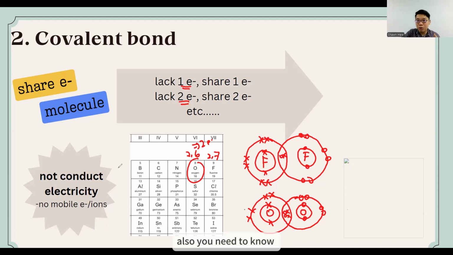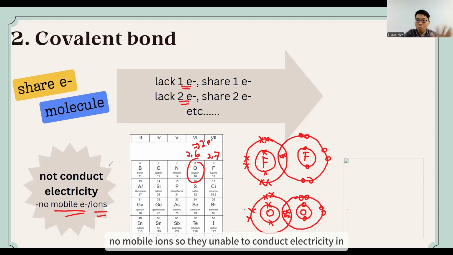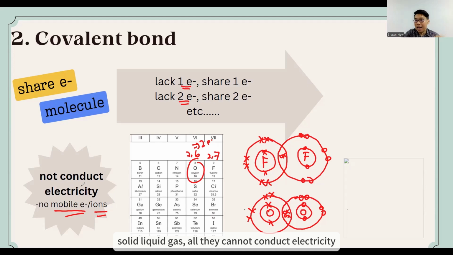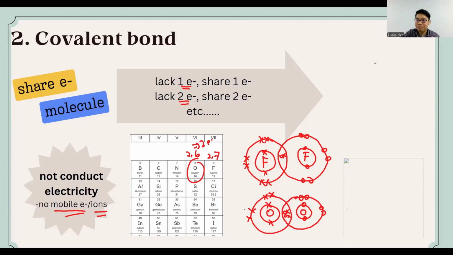And also you need to know, throughout the whole covalent sharing, there is no mobile electron. Can you see all the electrons are in fixed positions, no ions form? Because of no mobile electrons and no mobile ions, they are unable to conduct electricity in all states. Solid, liquid, gas, they all cannot conduct electricity.